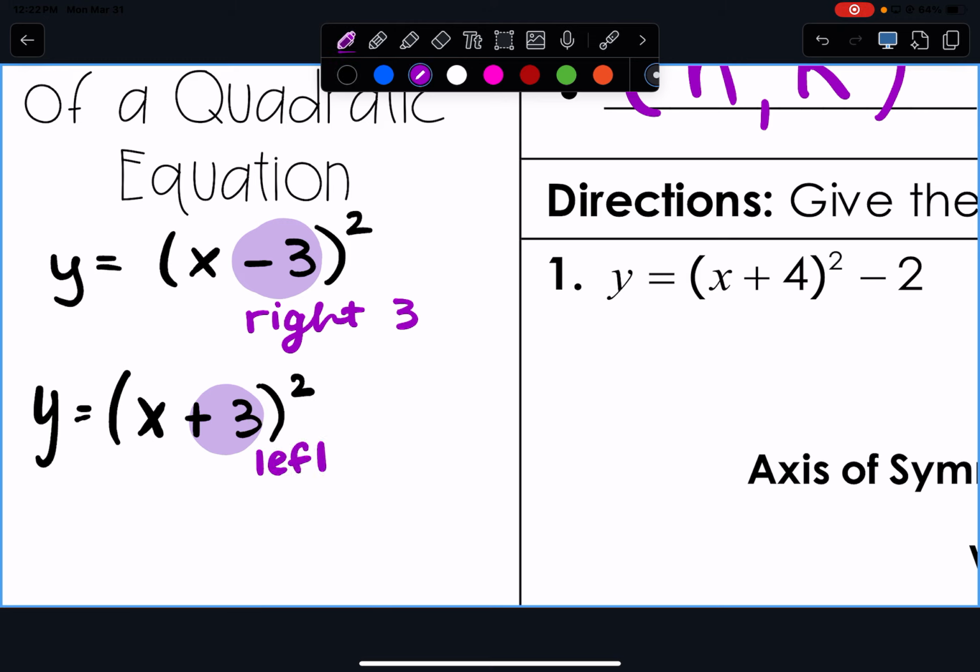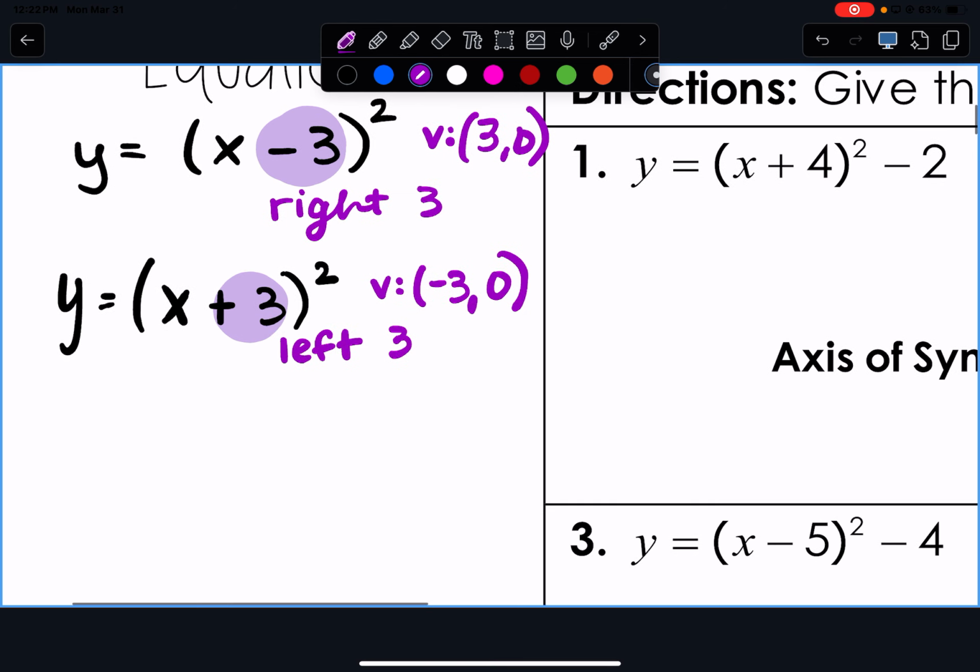Now, whenever we move the x, so it's going left or right, we're moving the x coordinate of our vertex. That is going to move our vertex to the right 3. So if we start at (0, 0) and we move our vertex to the right 3, how would that change the point? It'll move to the right too. So what would the new point be? (3, 0). For left 3, where would that move the new point to? Negative 3, 0.